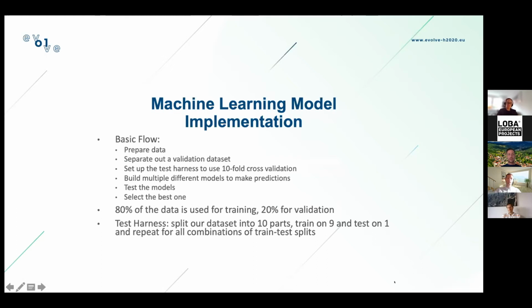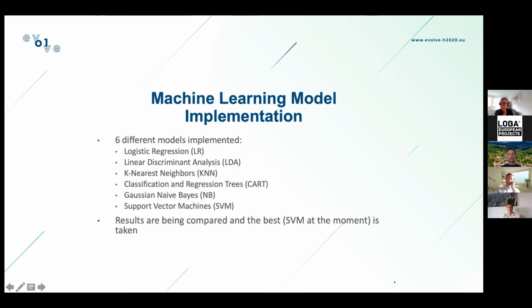Regarding the separation of the data, the ratio is that we take 80% of the data for training, and we use 20% of the data for validation. And just to explain what a test harness is, it's basically when you take the data, you split the data into 10 parts, you use 9 for training and 1 to test, and then you repeat until you cover all the different combinations.